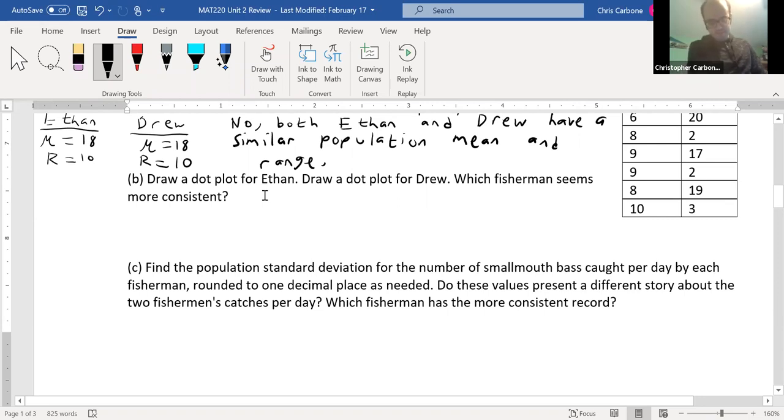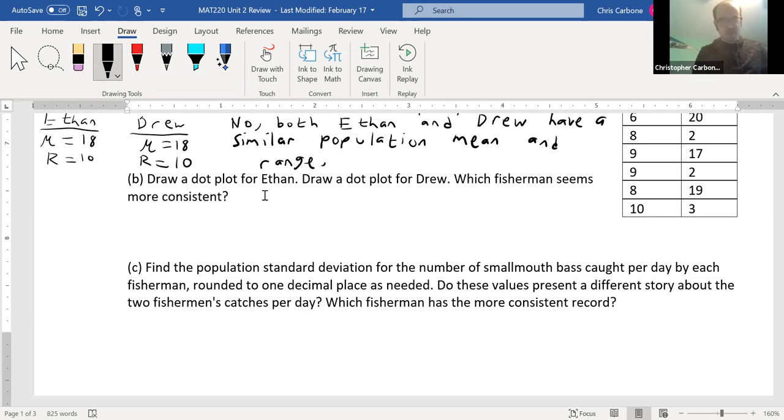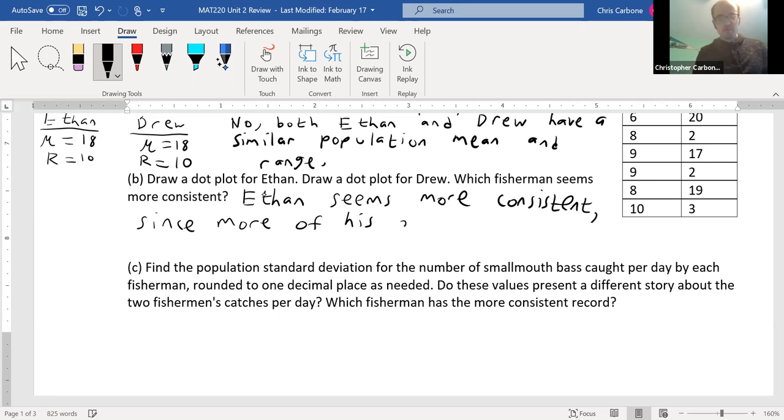So this dot plot shows, to answer which fisherman seems more consistent, that would be Ethan. Ethan seems more consistent, since more of his observations are clustered together.